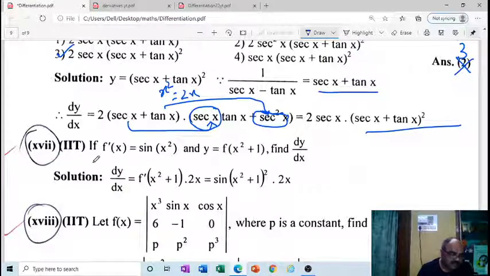Next one. If f dash of x is equal to sine of x square, and y is equal to f of x square plus 1, then find dy by dx.